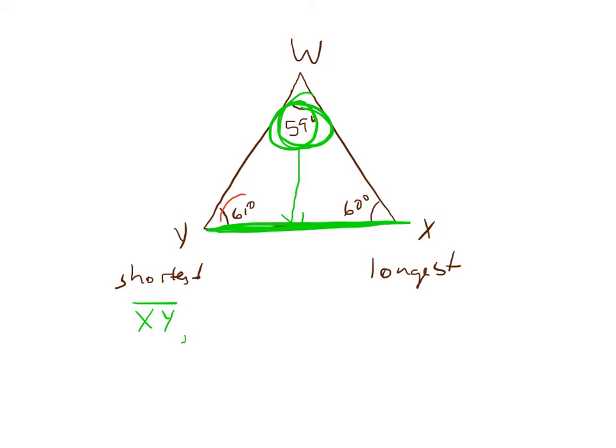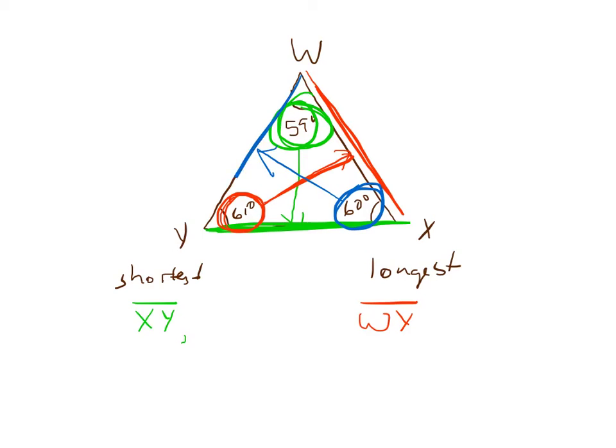Alright, and the longest, well, 61 is the biggest angle, and the side that's opposite 61 is this one, WX here. So that's going to be the longest, WX, which leaves 60, the middle number between 59 and 61, so WY will be the next one. So we've ordered them from shortest to longest based on their angle measure. We don't know exactly their length, but we can say which one is largest and which one is smallest.